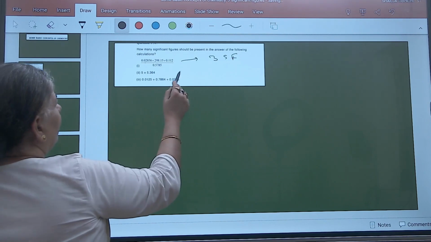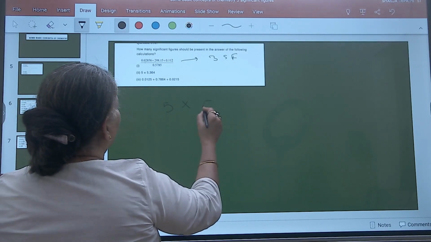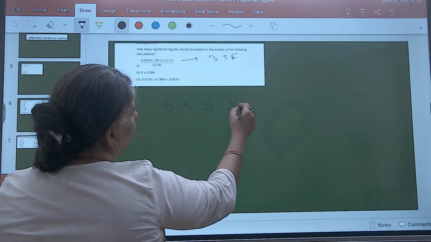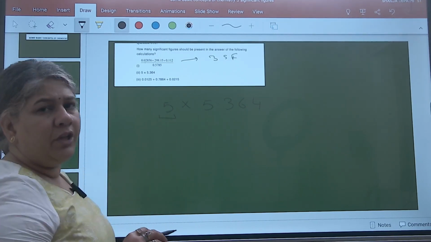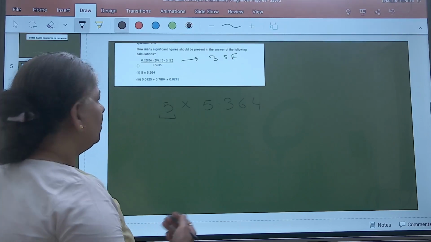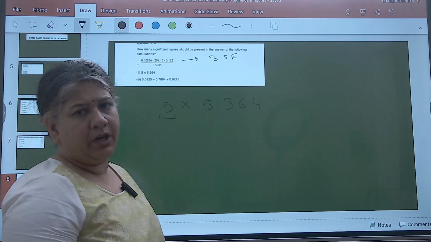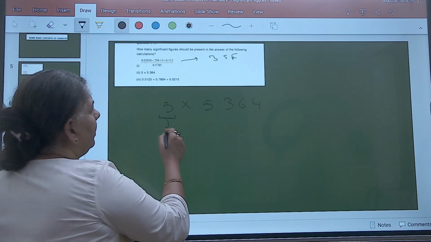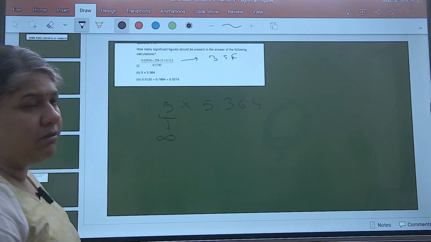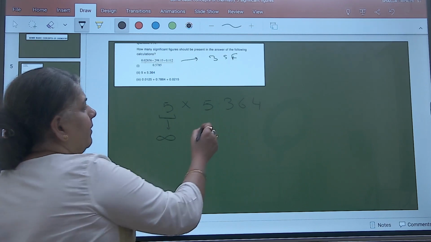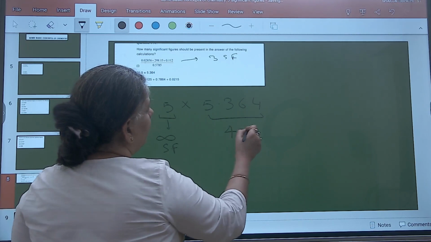See, our question is 5 into 5.364. See, this is a pure number with no decimal. So 5 can be 5 balls or any object. So here the number of significant figures is infinite. In this case, the number of significant figures is 4.